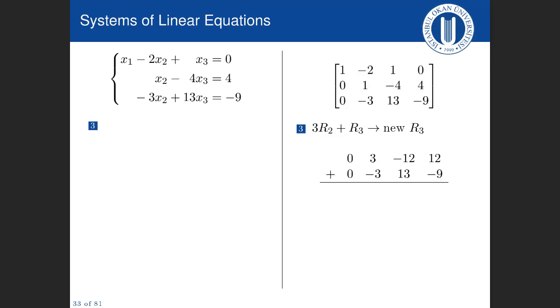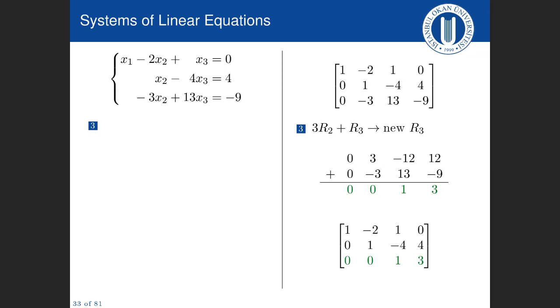3 times row 2 is 0, 3, minus 12, plus 12. And I'm going to add that on to 0, minus 3, 13, minus 9. 0 plus 0 is 0. 3 plus minus 3 is 0. Minus 12 plus 13 is 1. 12 plus minus 9 is 3. So I get my new augmented matrix.